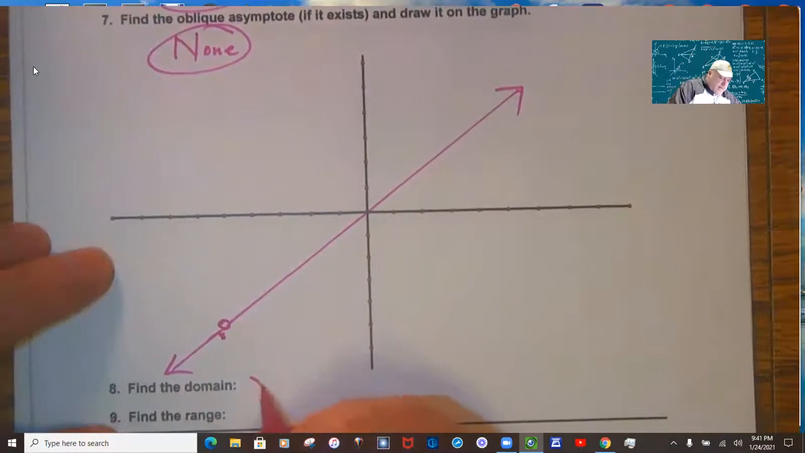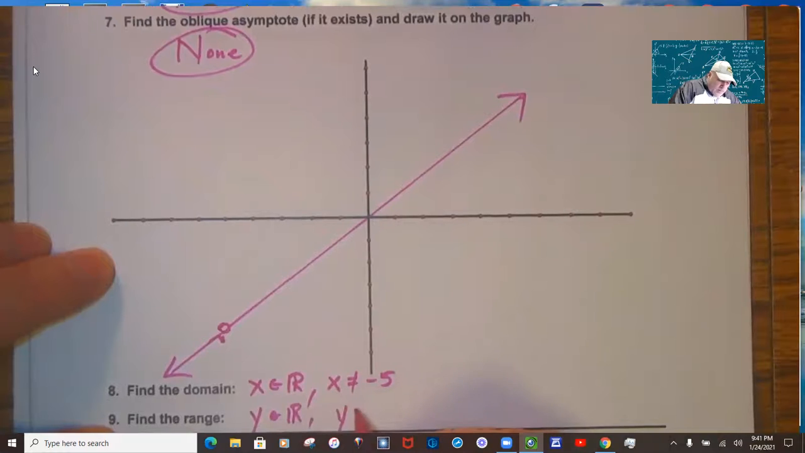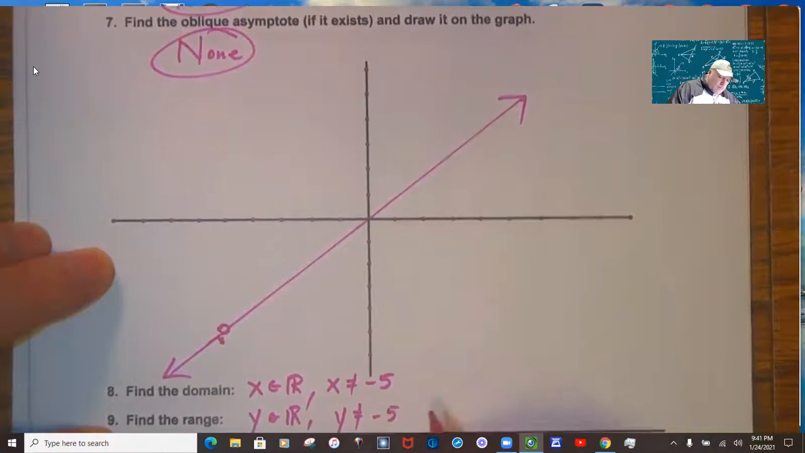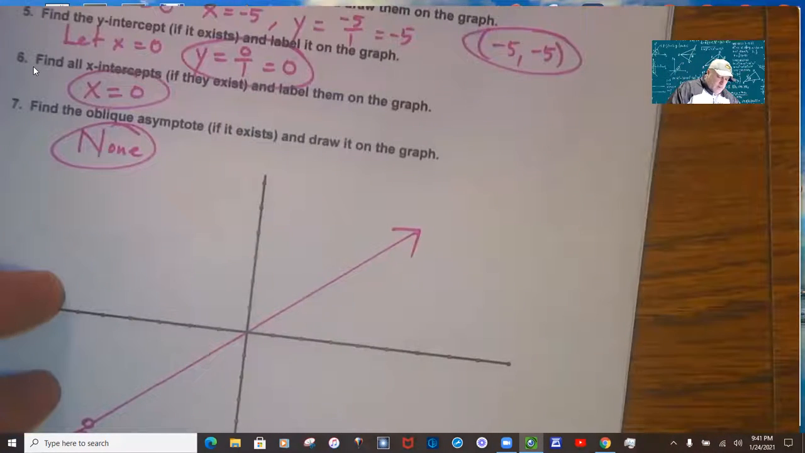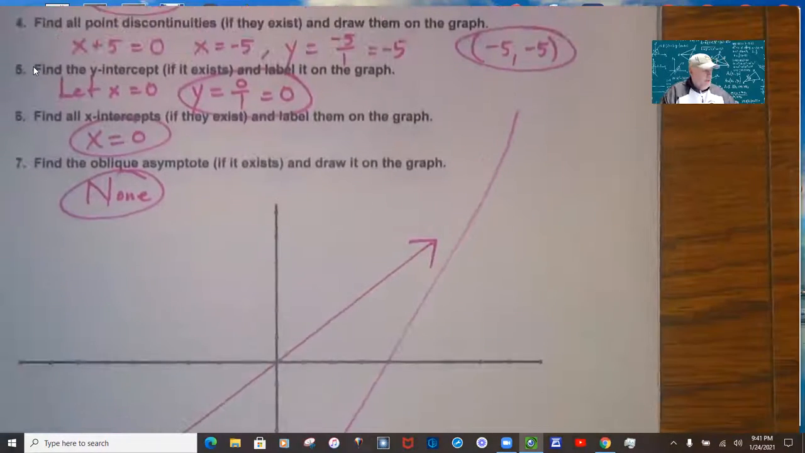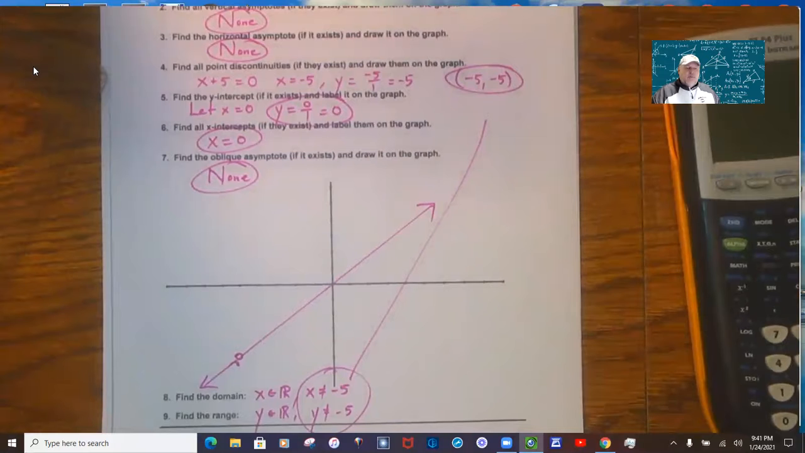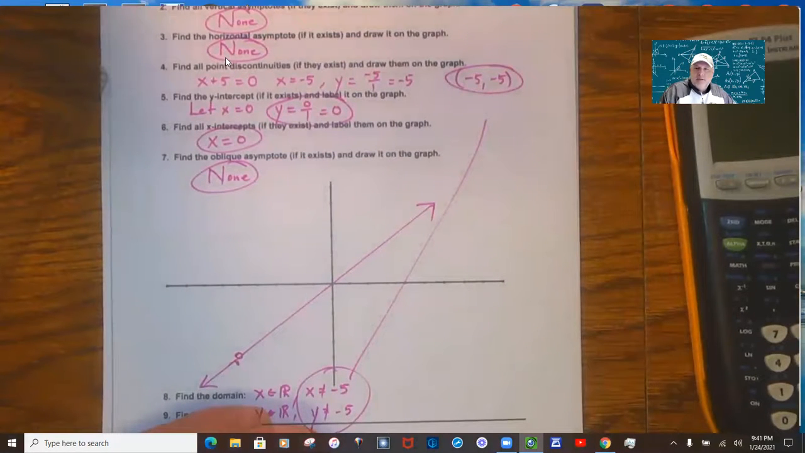Okay, so x is an element of the reals, and we want to take out just the point discontinuity on this one. Okay, so again, that's always part of what we need to take away. And that is the third assignment for quiz 5, the second try of Algebra 2.